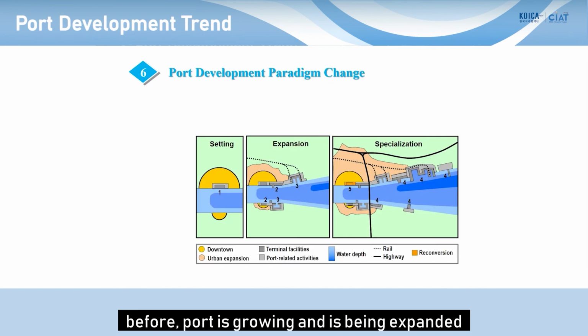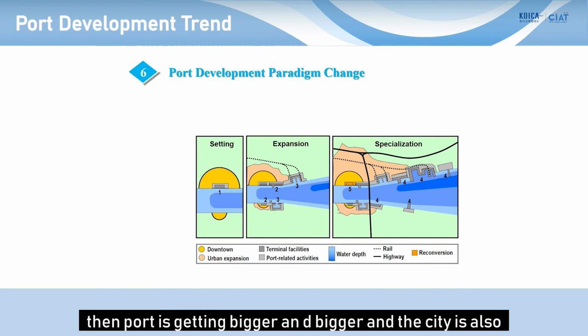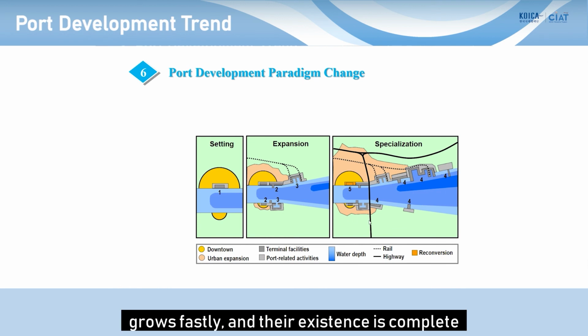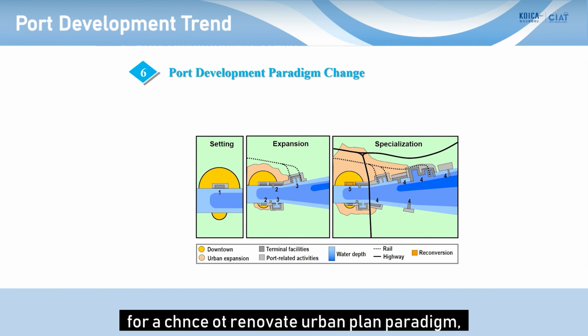As described before, the port is growing and being expanded with cities. This is the port site at the beginning, and the urban cities are small. And as the port gets bigger and bigger, the urban city also grows fast. Then there exists a conflict between port and city in terms of space use. Because of that, a new port is developed at some other site, giving the city port area a chance to renovate the urban plan. Paradigm changes to port development.